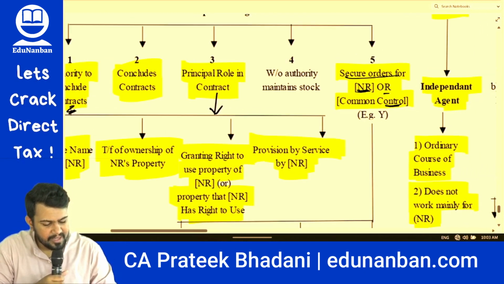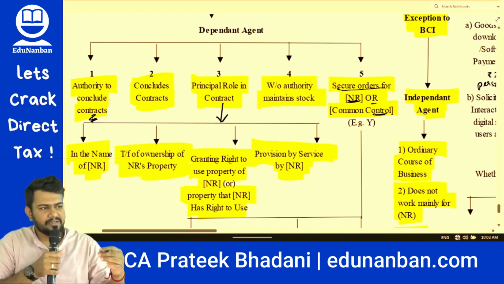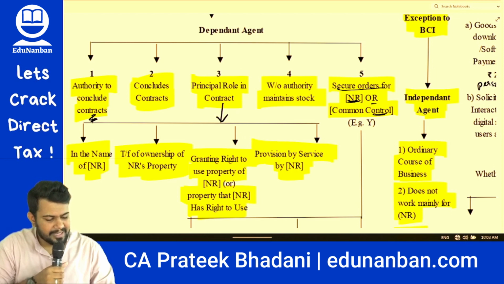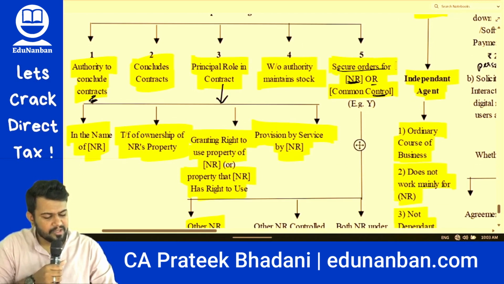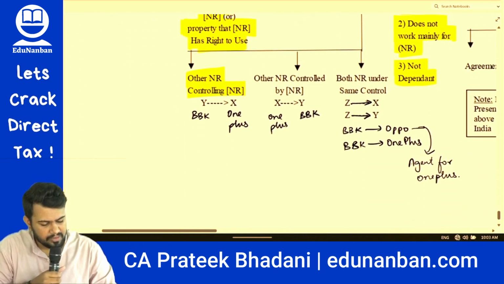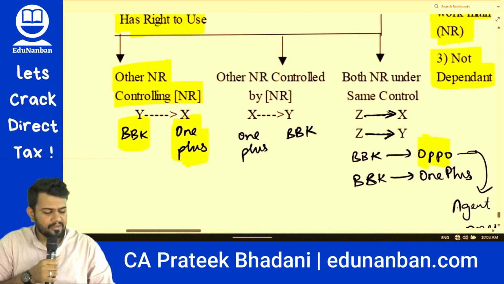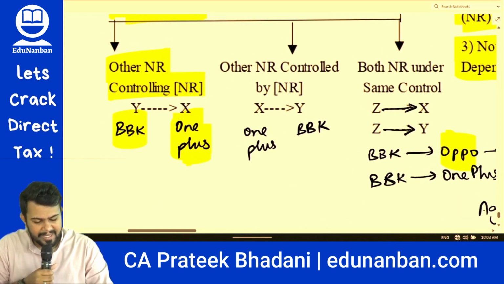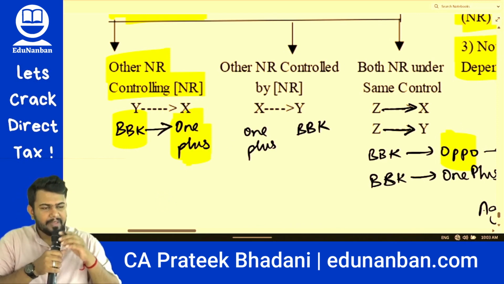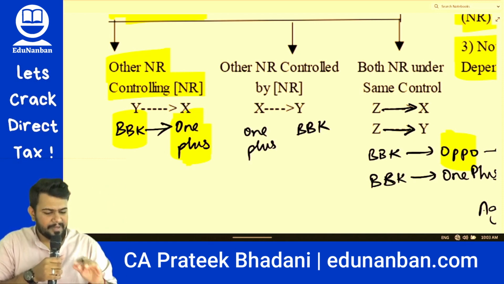Next, if a person without authority maintains stock on behalf of the non-resident, then also he will be a dependent agent. And lastly, a person who secures orders for the non-resident or the common control, then also a dependent agent. What is common control? I gave you an example, BBK Electronics and OnePlus and Oppo. So BBK Electronics is controlling OnePlus. So if BBK Electronics is securing orders for OnePlus through an agent, that is also a dependent agent.